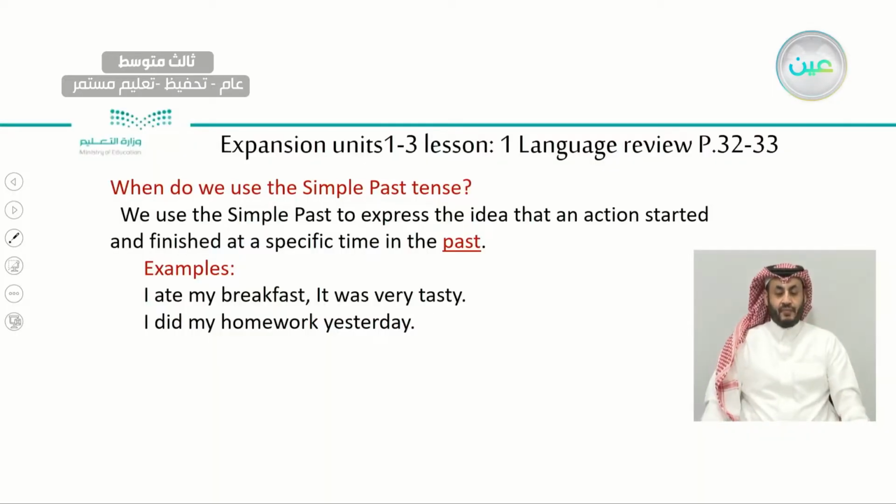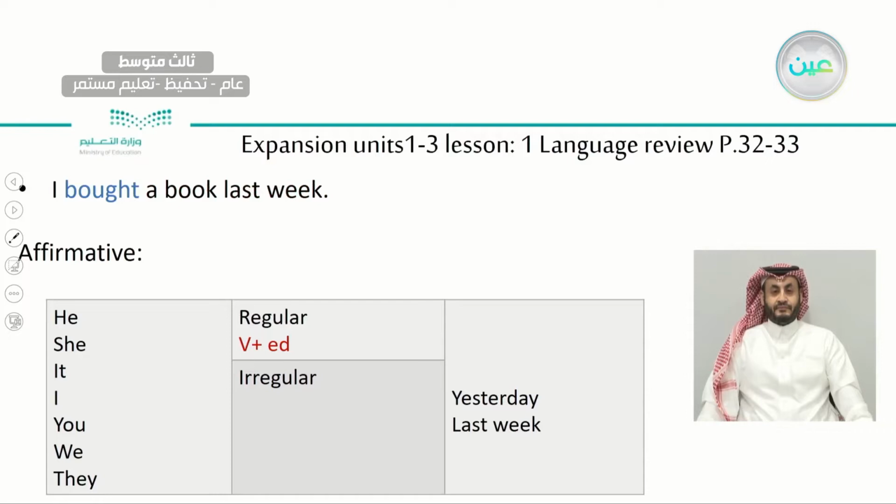Like here, some of the examples, we use the past tense to express the idea that an action started and finished in the past, in a specific time in the past. Example, I ate my breakfast. It was very tasty. I did my homework yesterday. These statements, we covered it in the previous lesson. Also, this is how we form the sentence. We have the pronouns, we have the regular, irregular verb, and we continue the sentence. This is how we form it. This is an example. I bought a book last week.